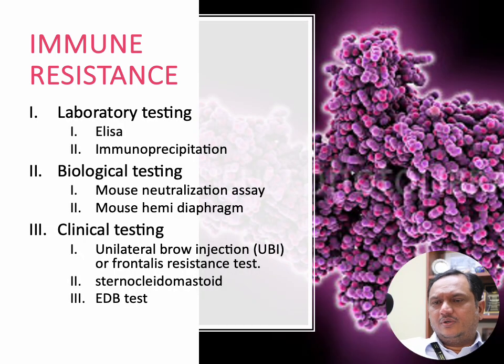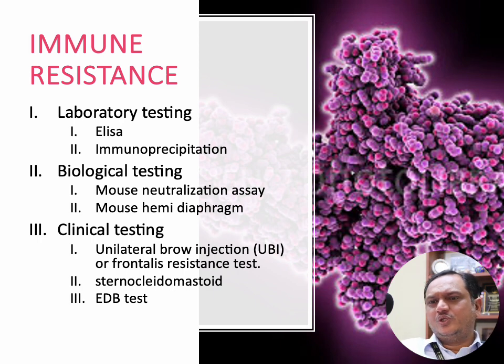How do you measure or figure out the immune resistance? You can do the antibody testing, but as I mentioned, the majority of patients have antibodies but do not have immune resistance. So you can do antibody testing by ELISA or immunoprecipitation. You can do a biological function testing, which will tell you if there is resistance or not, through the mouse neutralization assay or mouse hemidiaphragm assay. Again, those are not easily available tests.